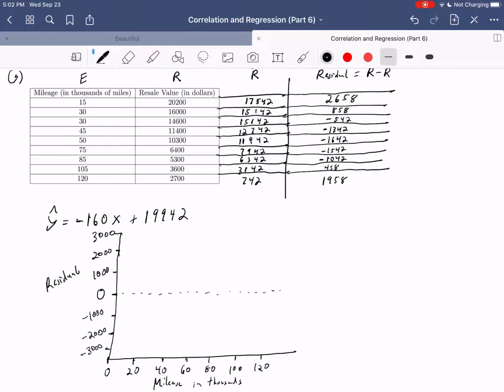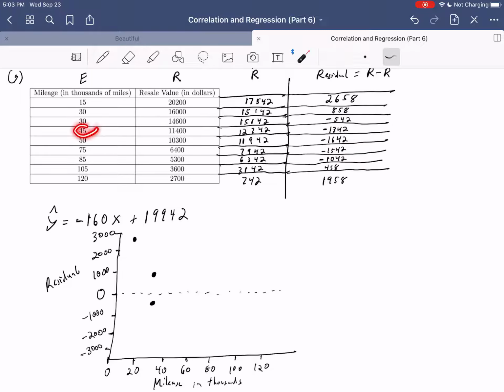Okay, so our first one was an explanatory of 15 with a residual of 2658. So that should end up being somewhere way up there. Then we had one with 30,000 miles and a residual of 858. So 30,000 miles, 858 should be right about there. Then another one with 30,000 miles and a residual of negative 500. So that should be right about there.